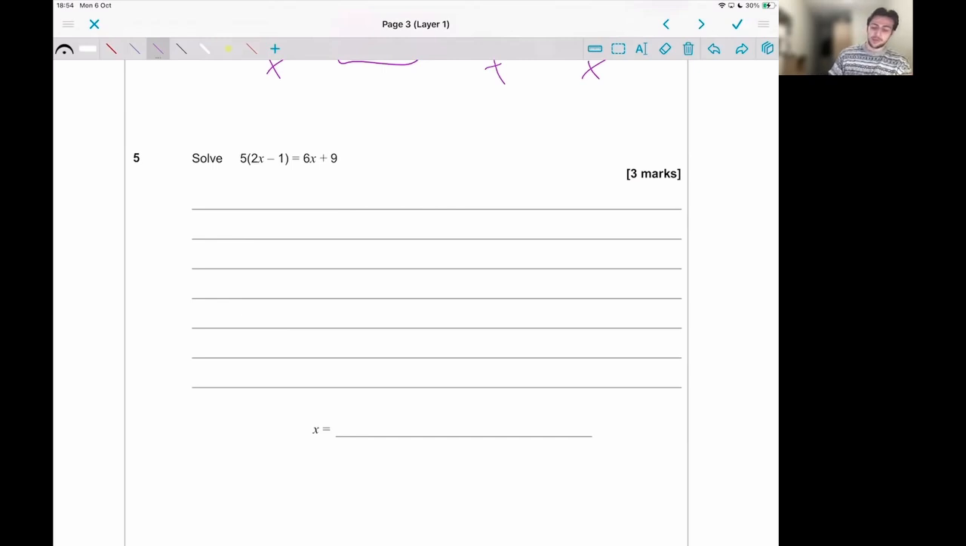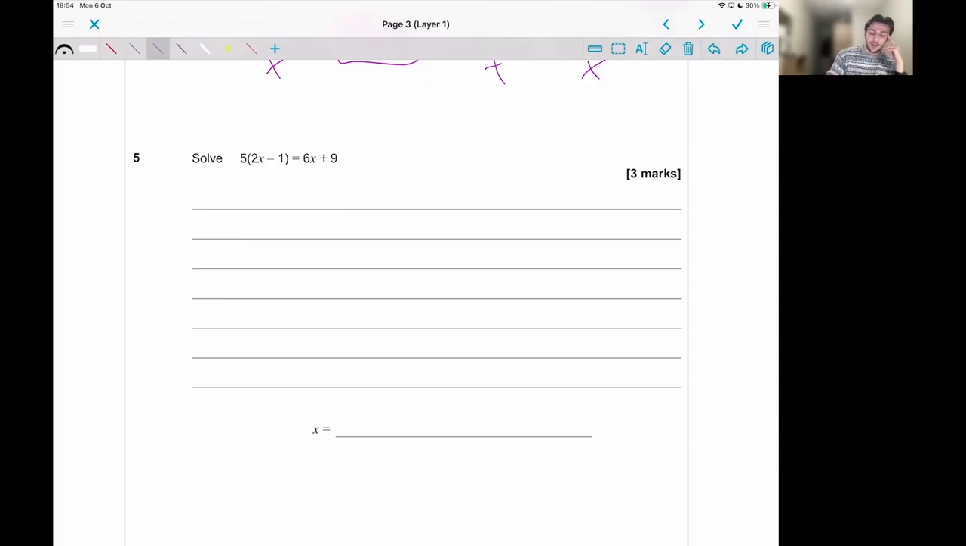Great. So when you see two things next to each other, it often means multiply. So here we've got 5 and then a bracket. That means 5 times the bracket. Or here we've got 2 times x. Or 6 times x. That's what those mean. How do we solve this? Well, there's a couple different ways to do it. I think the easiest way is probably to start by expanding the brackets on the left.